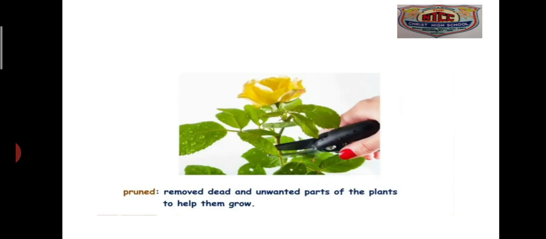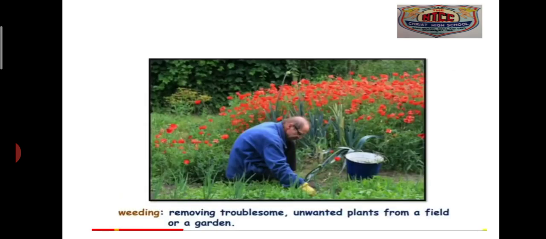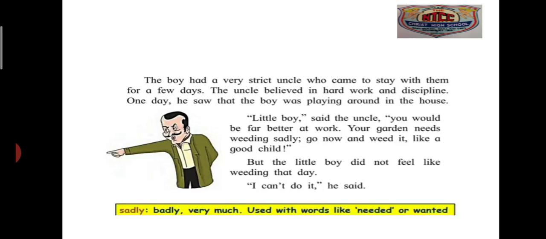Pruned, I told you the meaning of pruned. Now you can see that this lady is holding a tool, something like a scissor, and she's cutting the unwanted dead parts of the plant so that it can help them to grow. So pruned means removed dead and unwanted parts of the plants to help them grow. Weeding: you can see this grandpa over here, grandfather, he is doing the weeding, removing troublesome unwanted plants from a field or a garden.